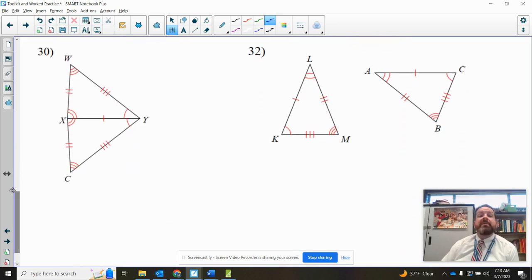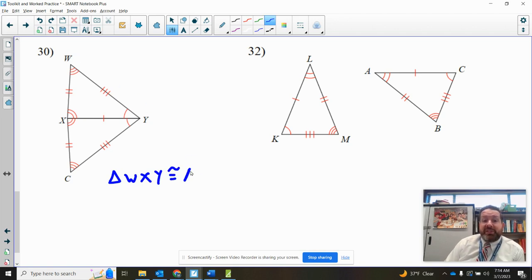Ooh, down here now, everything is marked. We've got to write the entire congruence statement. Now, with your first triangle, it honestly doesn't matter what order you pick for the letters. So, for example, in the top one, I could go W, X, Y. I just have to make sure I use those 3 letters.